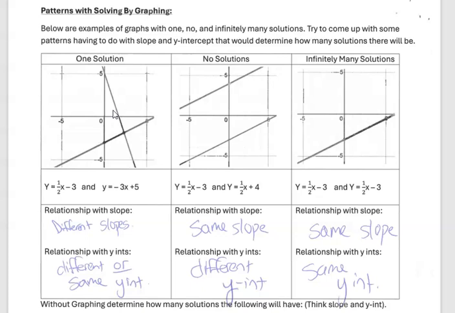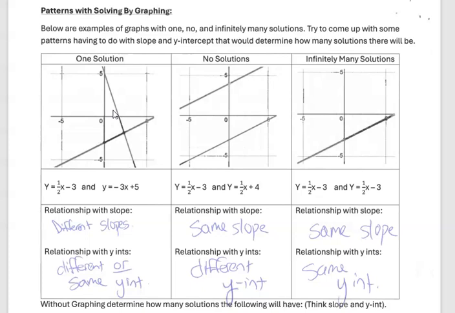And then lastly, in this case, the y-intercepts are different, but it's very easy to have two lines that intersect, and they also intersect at the y-axis, meaning their y-intercept would be the same. So in this case, it does not matter if the y-intercept is the same or different.